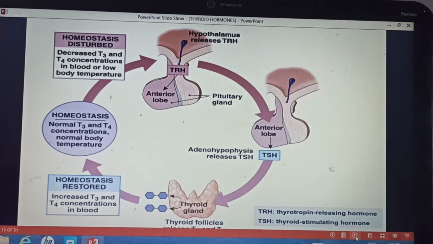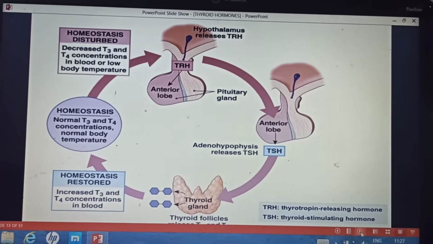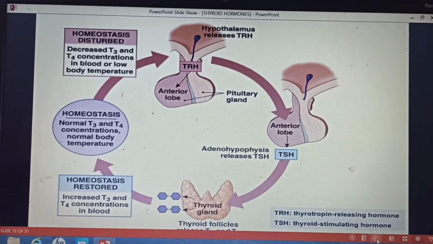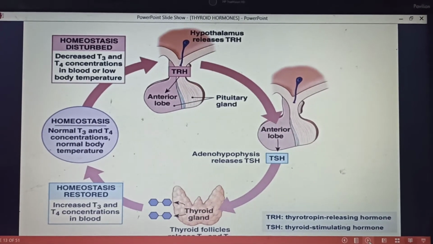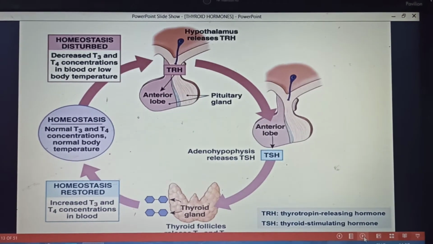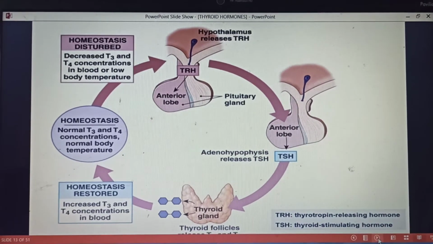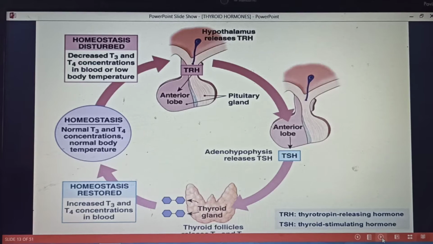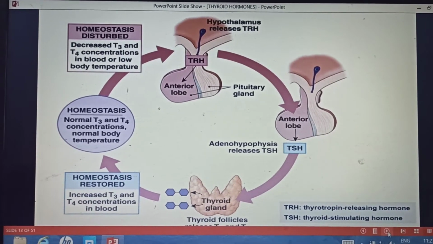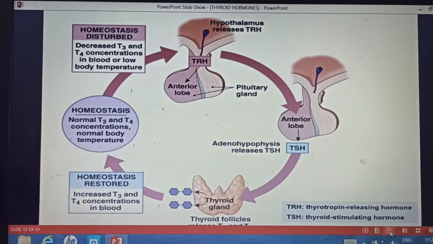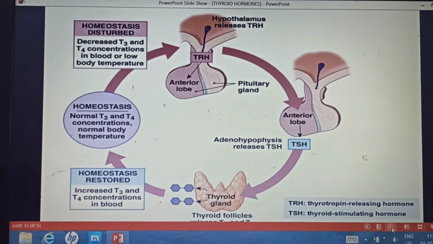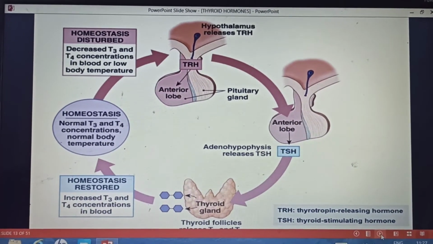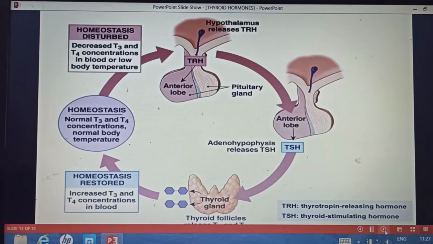Now in this slide it is shown that when the homeostasis is disturbed, that means when there is a decrease in the T3 and T4 concentration in the blood, there is a signal sent to the hypothalamus to release the TRH. TRH will act on the anterior pituitary and it will release the TSH. TSH acts on the thyroid gland to stimulate the synthesis of T3 and T4.